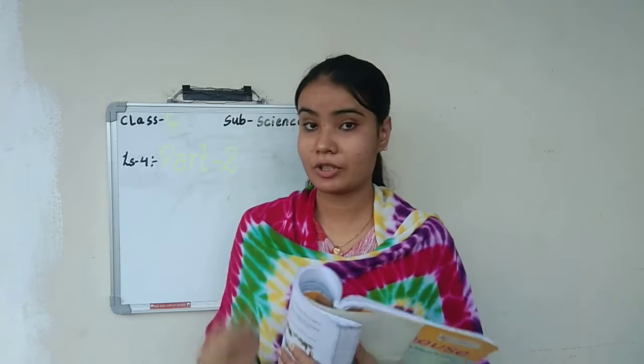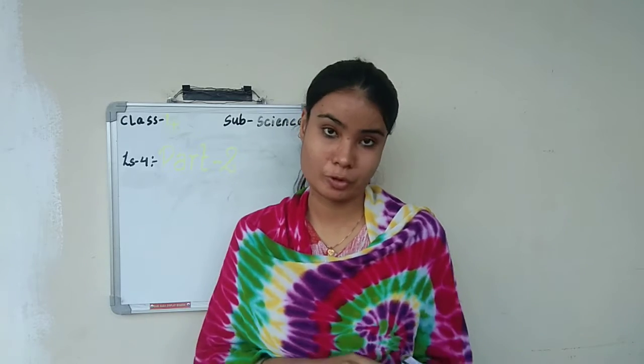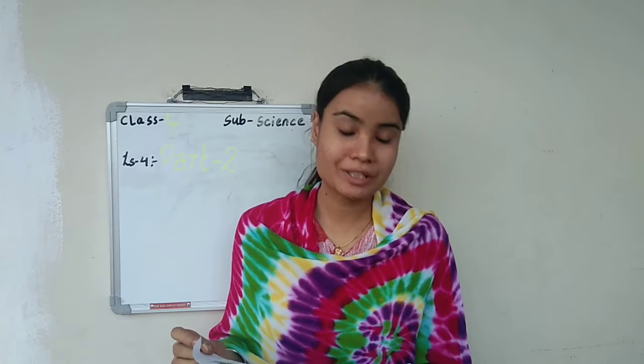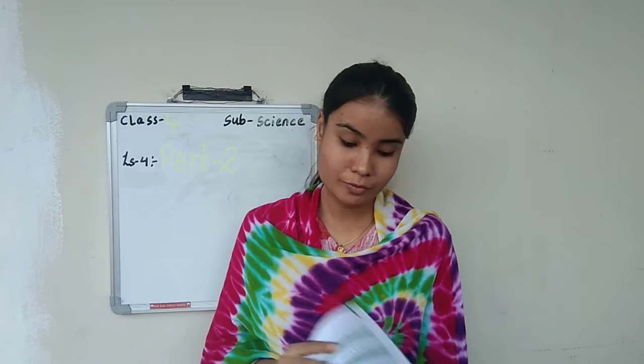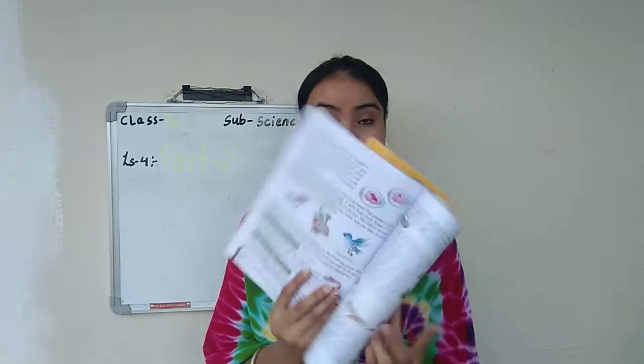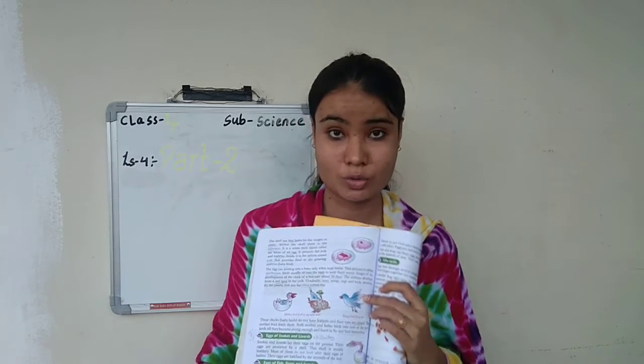So children, today we are going to start part 2 of subject science, lesson number 4. Our lesson number 4 was reproduction in animals. All the 4th class students, take out your reader, that is page number 122, till where we left, and from where we need to start part 2.